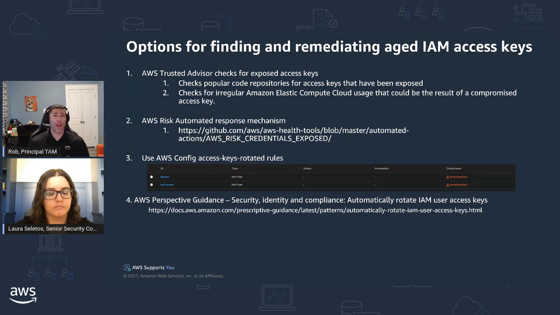AWS Config, we covered a little bit about the access keys rotated rule. That's going to help you see resources that are compliant or non-compliant for your access keys. And then Laura covered in depth the AWS Prescriptive Guidance on security, identity, and compliance, leveraging the solution that she helped build to automatically rotate IAM user access keys. So definitely check these things out. We'll post some of the links into the chat, or they have been posted by Padma. Thanks, Padma, to help you go away and take a look at these resources that we have available.